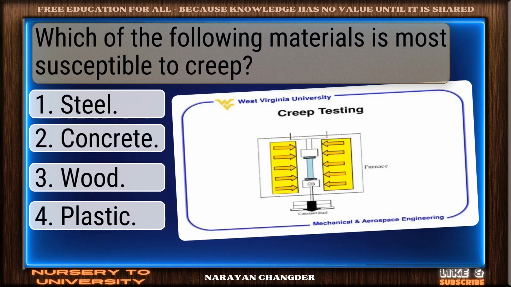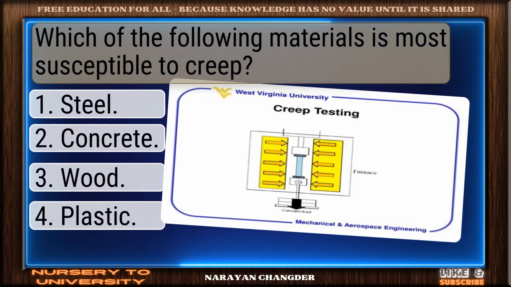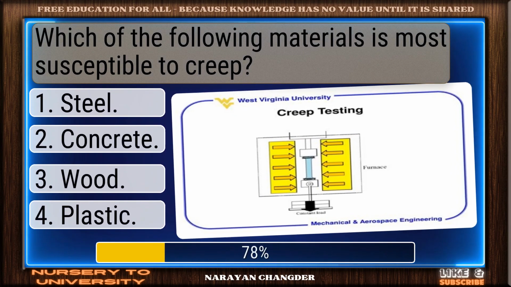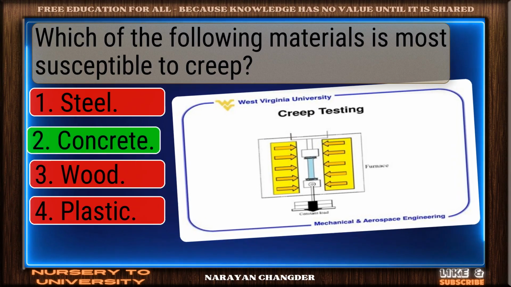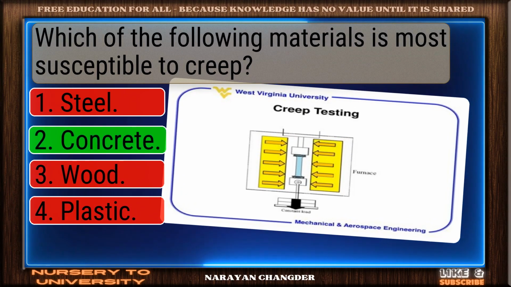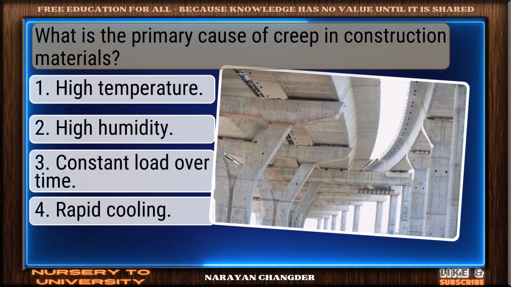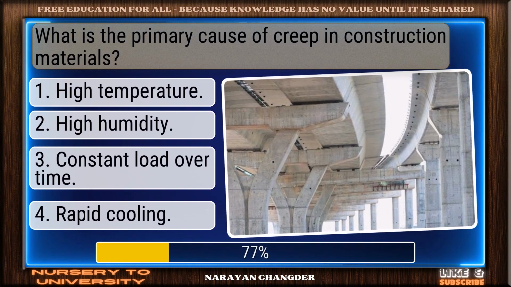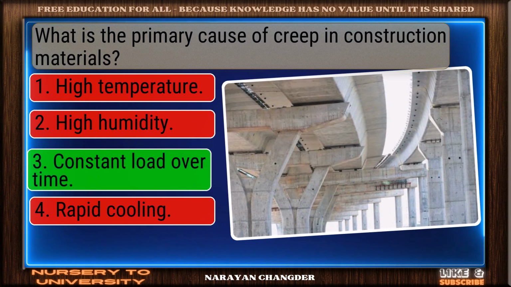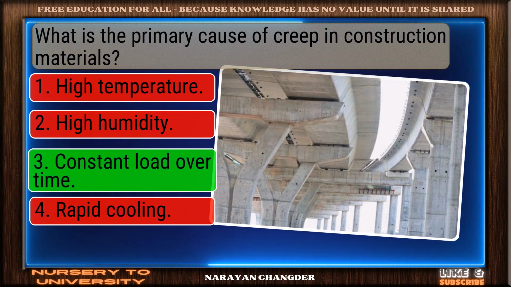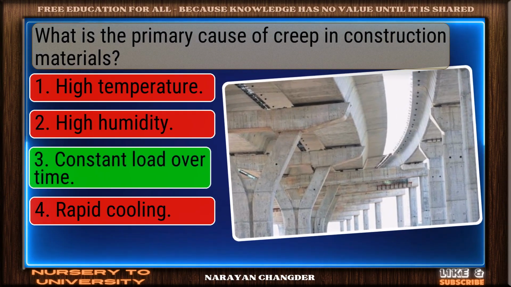Which of the following materials is most susceptible to creep? Great thinking. Concrete is the right choice. What is the primary cause of creep in construction materials? Exactly. Constant load over time makes sense, and it is the right choice.